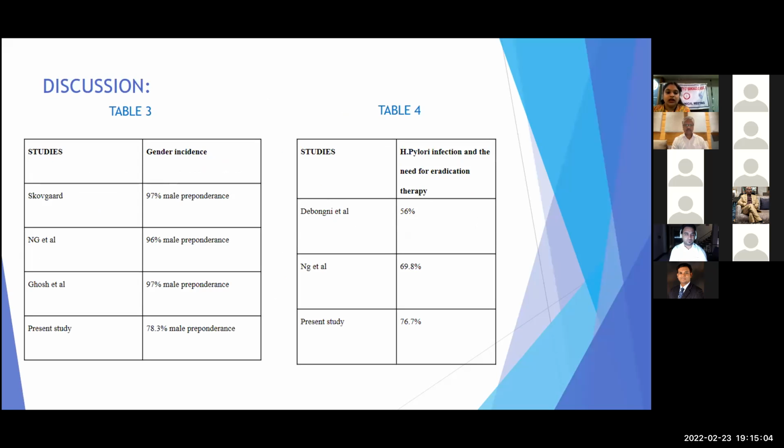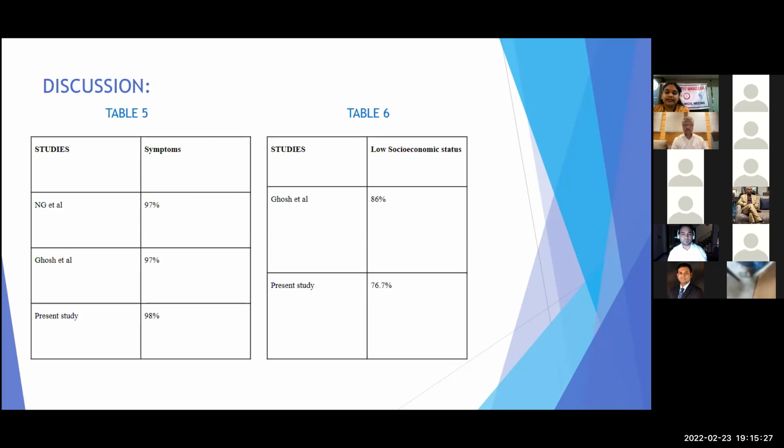In table 3, the study shows 78.3% male preponderance with peptic ulcer perforation. In table 4, the need for eradication therapy was noted in 76.7% of patients, compared to other studies where the presence of Helicobacter pylori and peptic ulcer perforation complications required eradication therapy after proper surgical treatment. Table 5 elicits the symptoms of peptic ulcer perforation such as pain abdomen, obstipation, absent bowel sounds, and rigidity of the abdomen with pneumoperitoneum, and 98% of the patients presented with the same complaints.